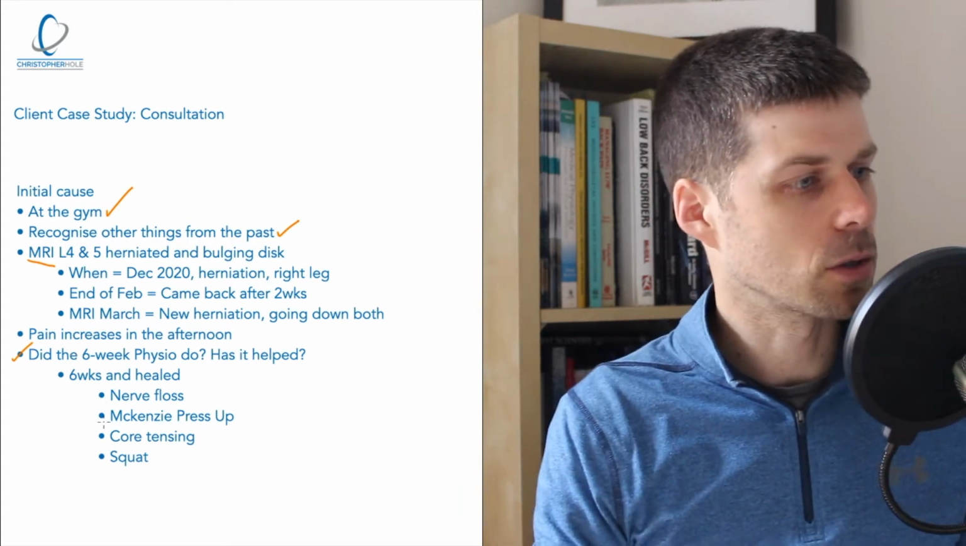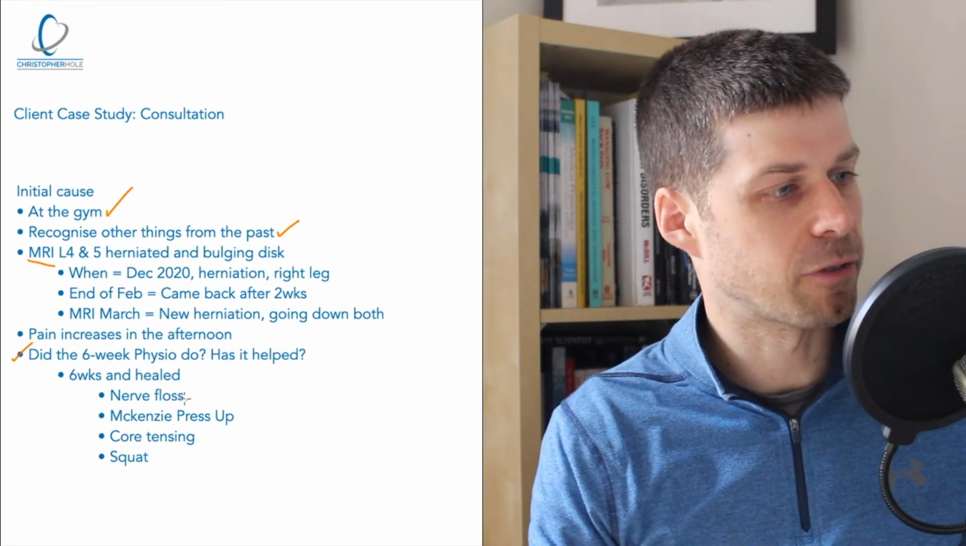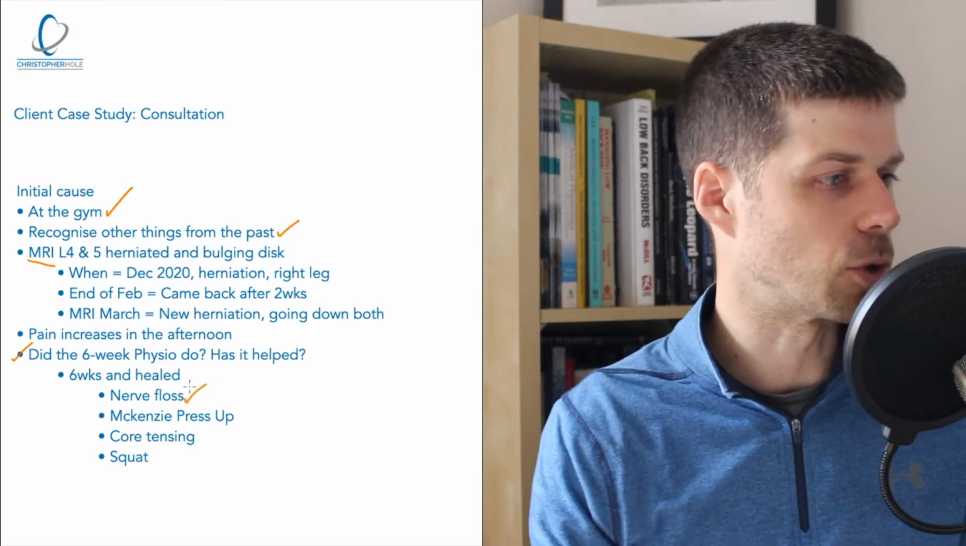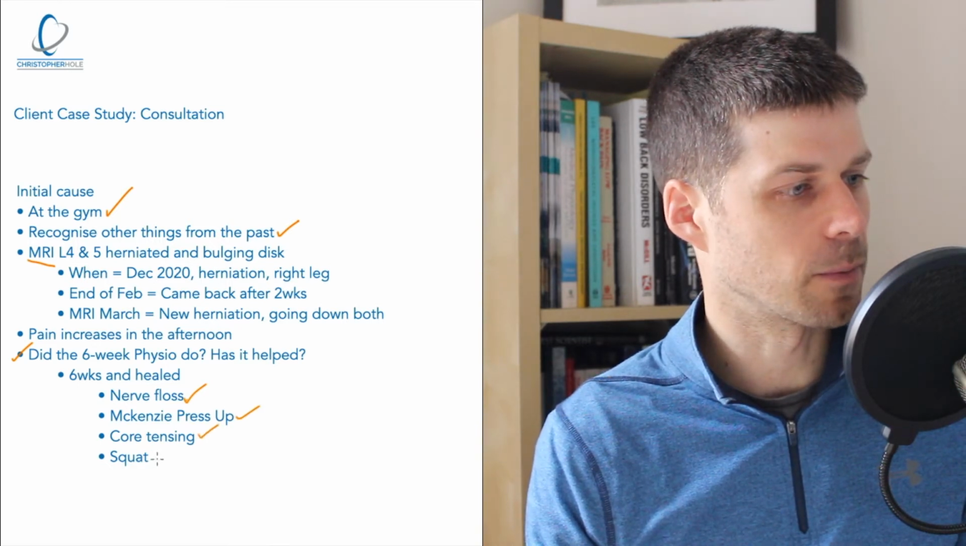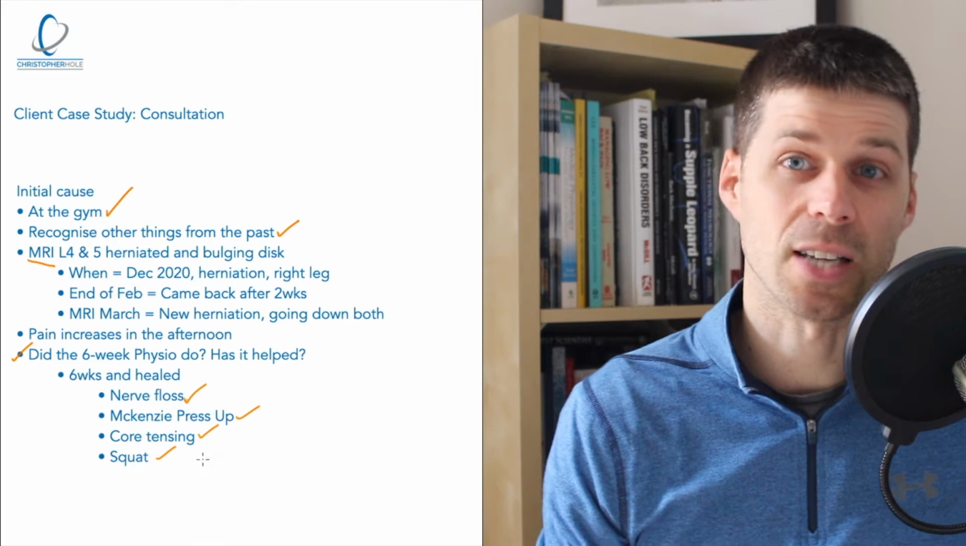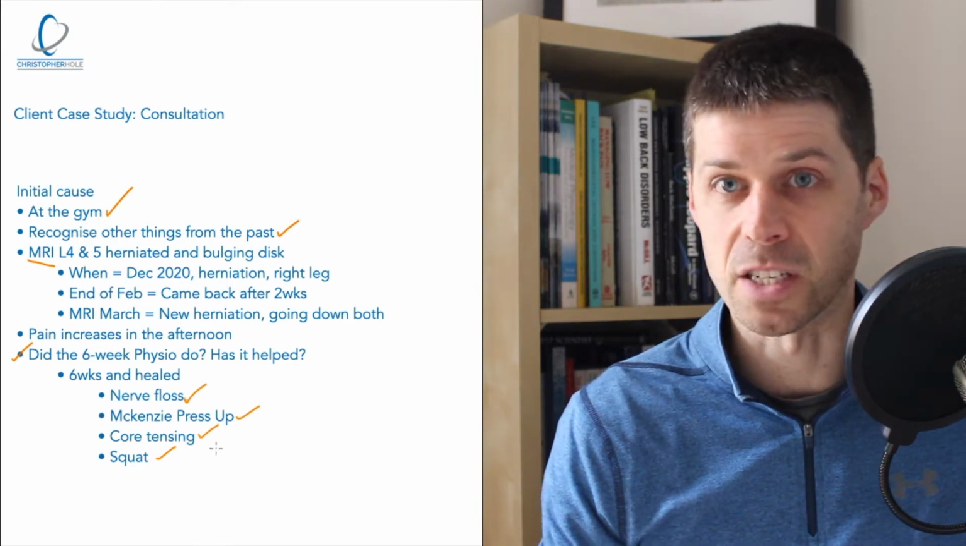So what she was given was nerve flossing, or gliding as she would call them, Mackenzie press up, core tensing and the squat. So that was essentially the makeup of 6 weeks worth of physio.